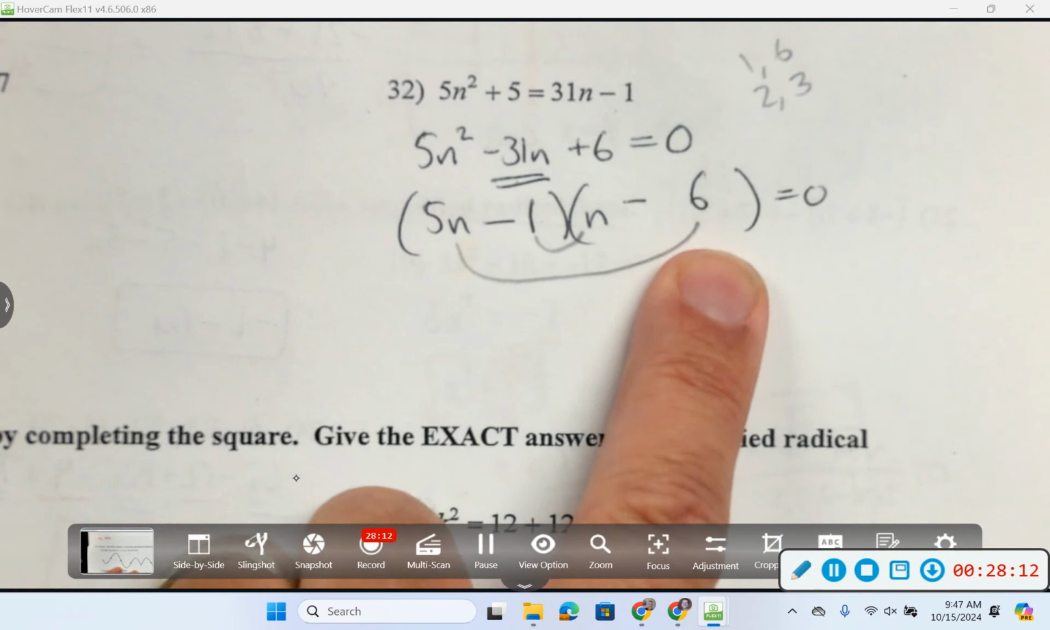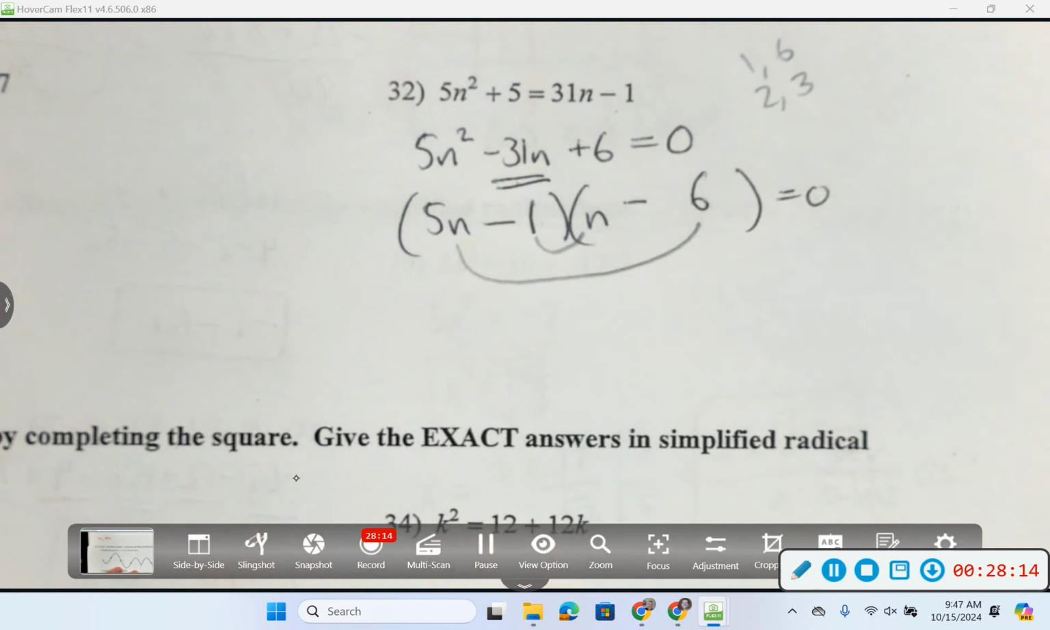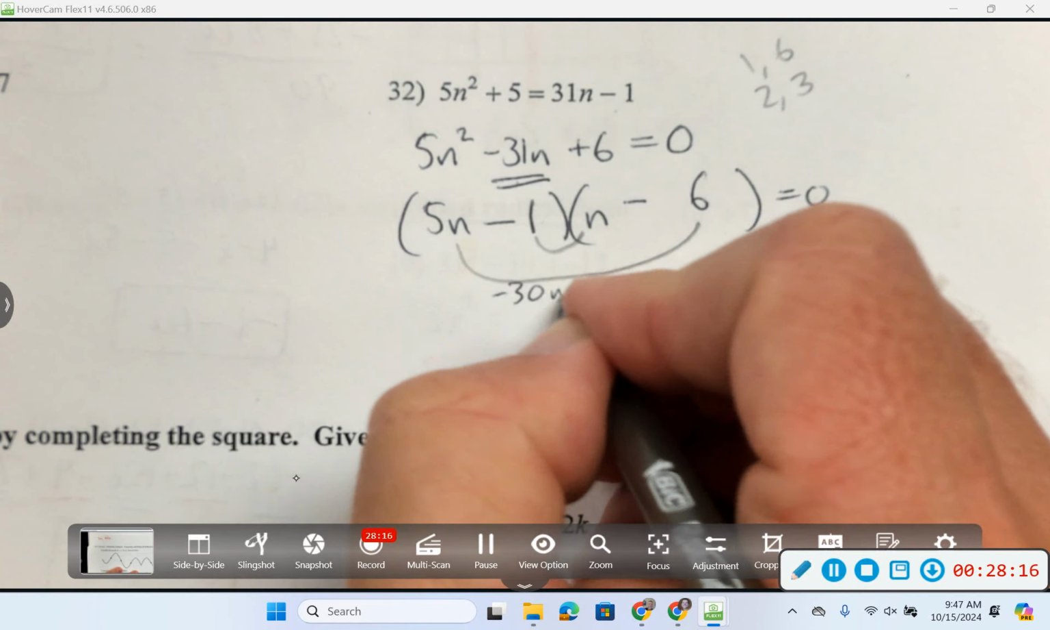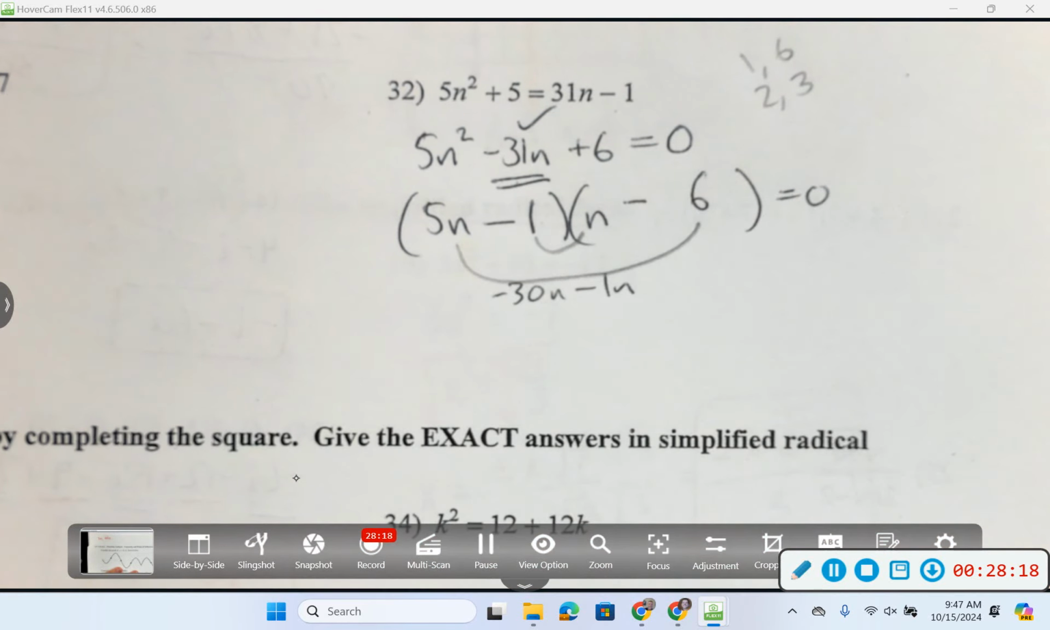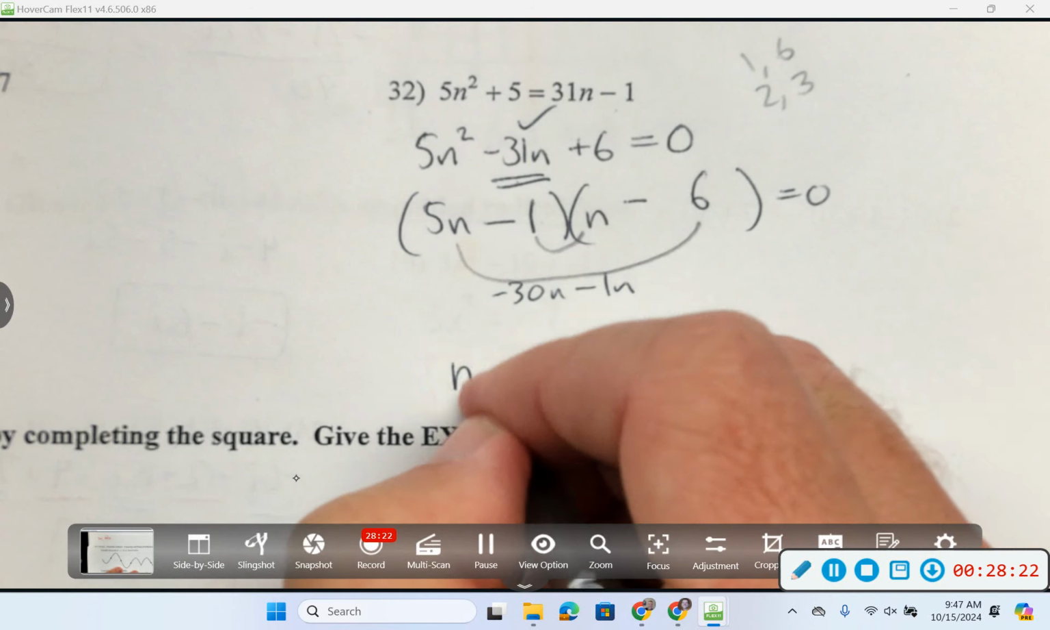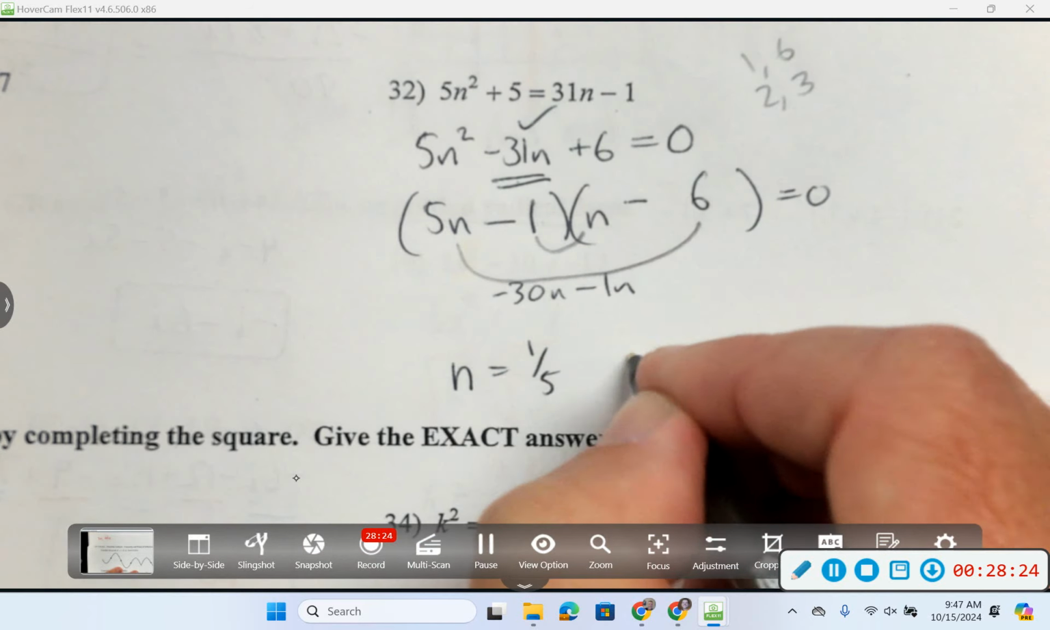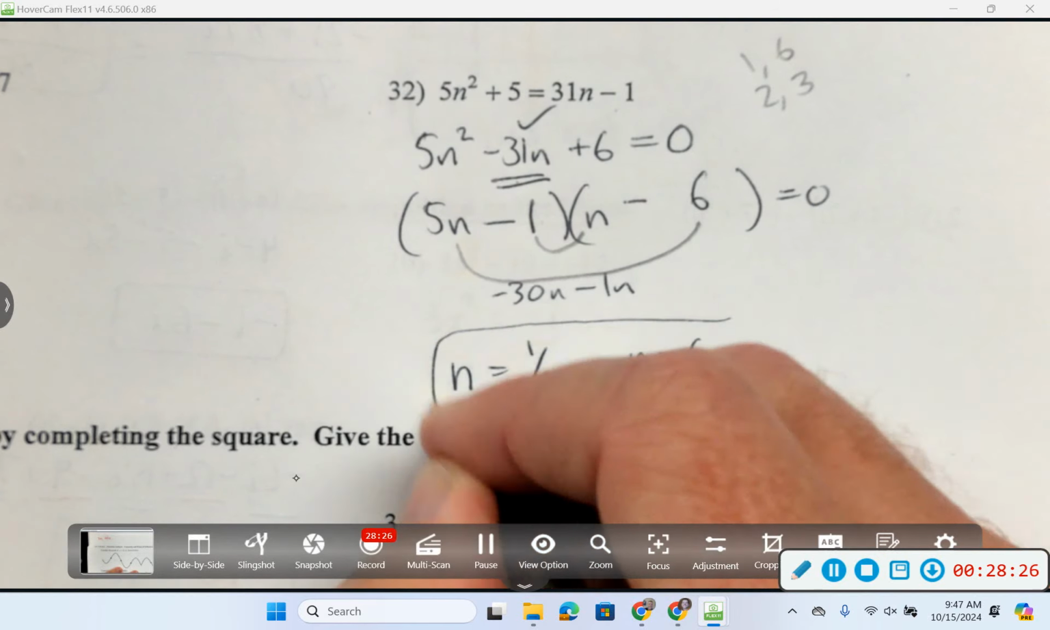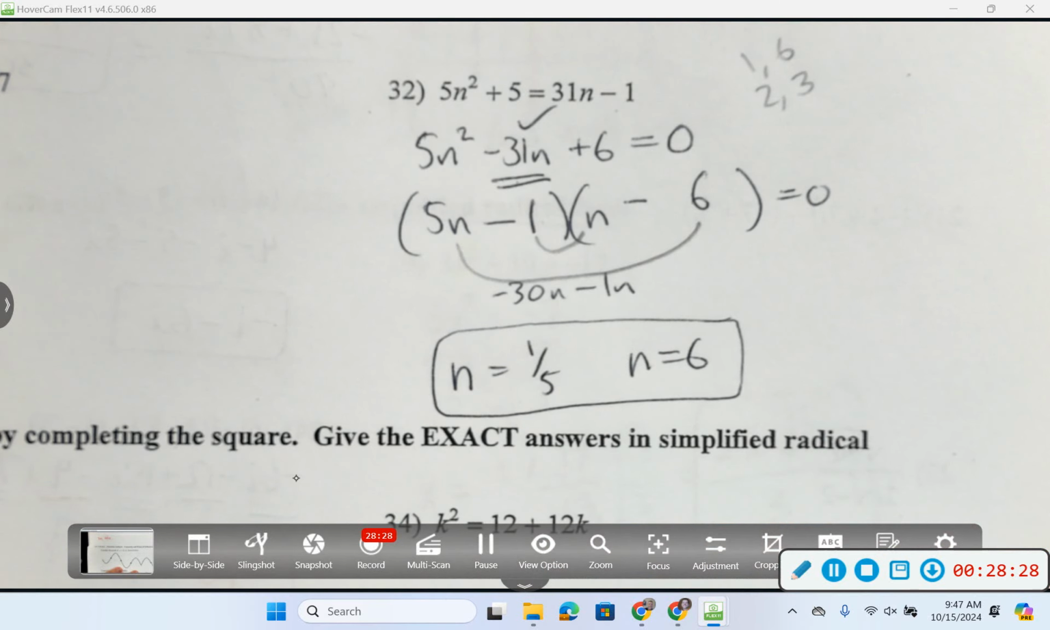Negative 1 times negative 6 gets me the positive 6. And negative 30n minus 1n gets me to the negative 31n. So n is 1/5 and n equals 6. And again, if you had extra time and you're wanting to push for 100, then you plug them in and make sure they're right. 6 wouldn't be too bad to check. 1/5 would be kind of annoying to check.